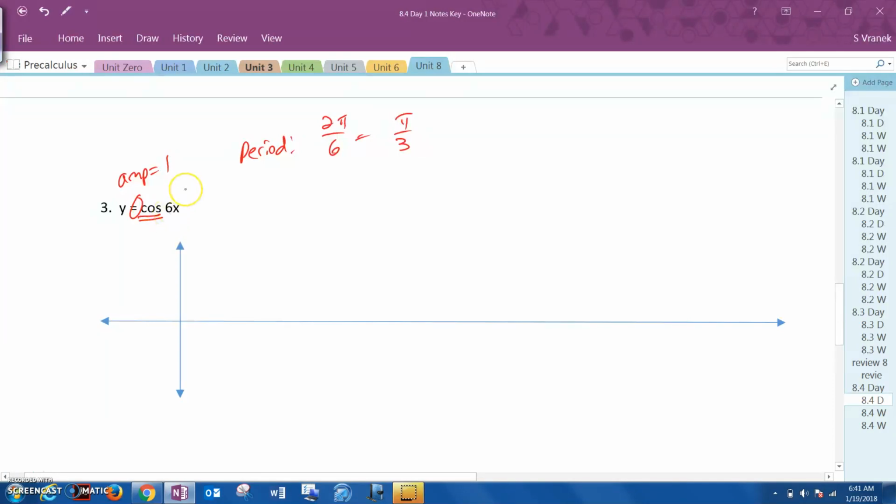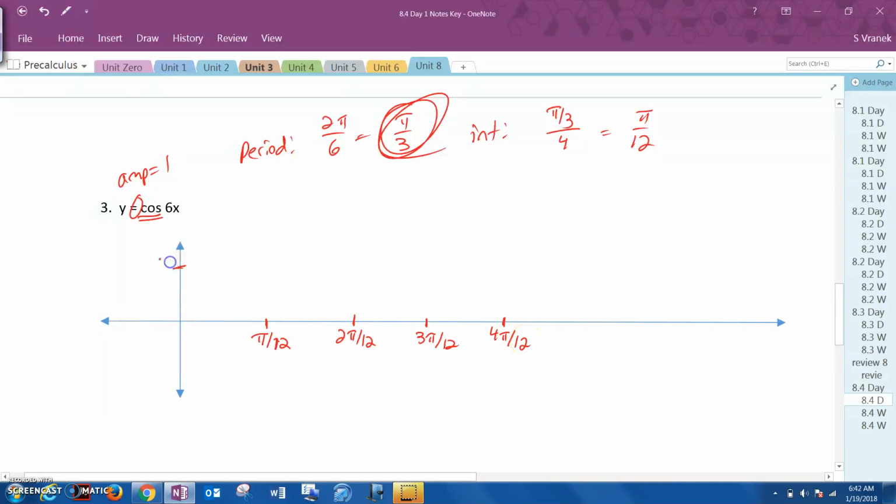Okay, so that means it's very compressed. This is a compression. The interval is when you divide pi over 3 by another 4, which is pi over 12. So that means my spacing is going to be going by pi over 12s. And sure enough, you should always have 4 tick marks. The last one, if you simplify that, is pi over 3, which was what our period was supposed to be at.